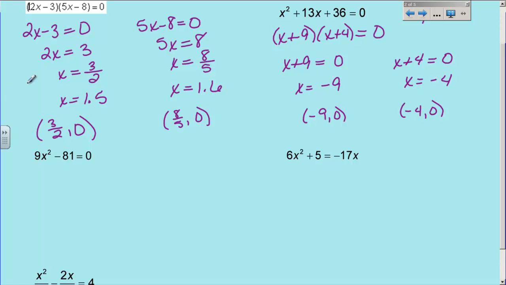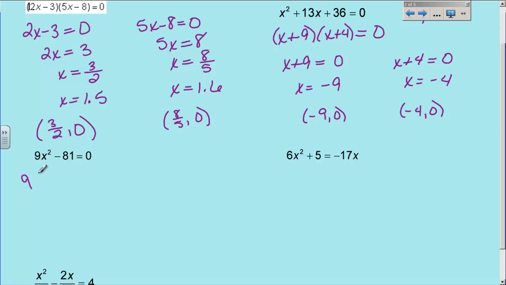This next one, this 9x squared minus 81 equals 0. We're going to have to go way back and remember that the first thing we should always do is look for a greatest common factor. We did not do that in this first one because there wasn't a greatest common factor. I should have gone ahead and pointed that out, but there wasn't one. But this one does have a greatest common factor. What's the greatest common factor for this little binomial? 9 is what they have in common.